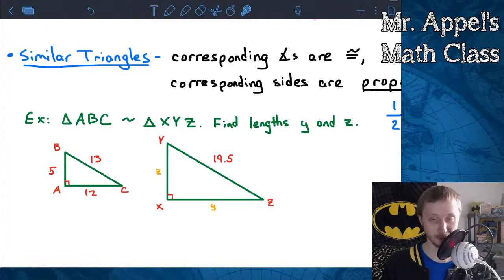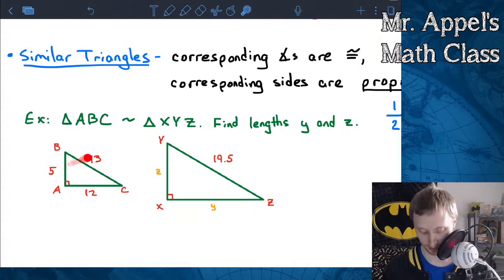So same symbol. Right? Or similar to. It's pretty close, but it's not exactly the same. Triangle XYZ. And because they're in this order, we can know that vertex A corresponds with vertex X, vertex B corresponds to Y, and C corresponds to Z. And we want to find the missing lengths Y and Z here.